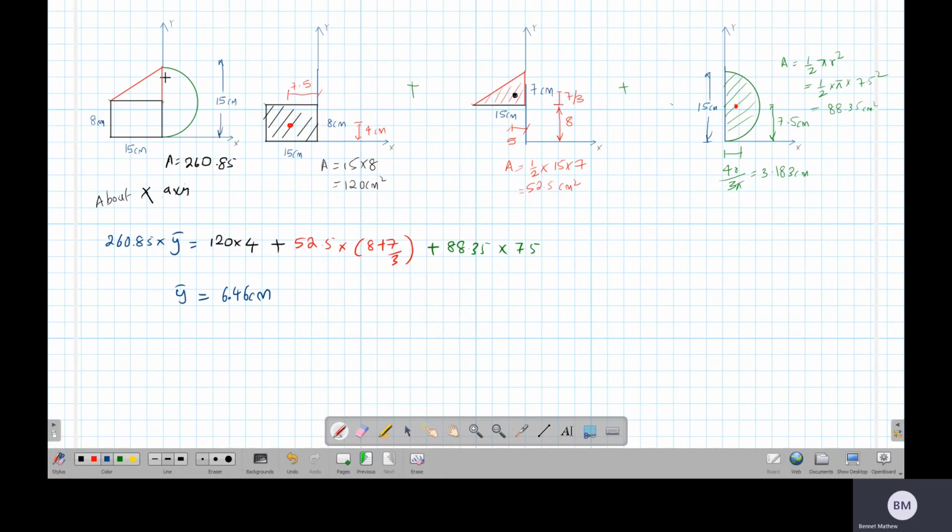In the next part, about both axes, we have to find the moment of inertia, in part 2. So we'll continue from these slides. Okay, thank you.